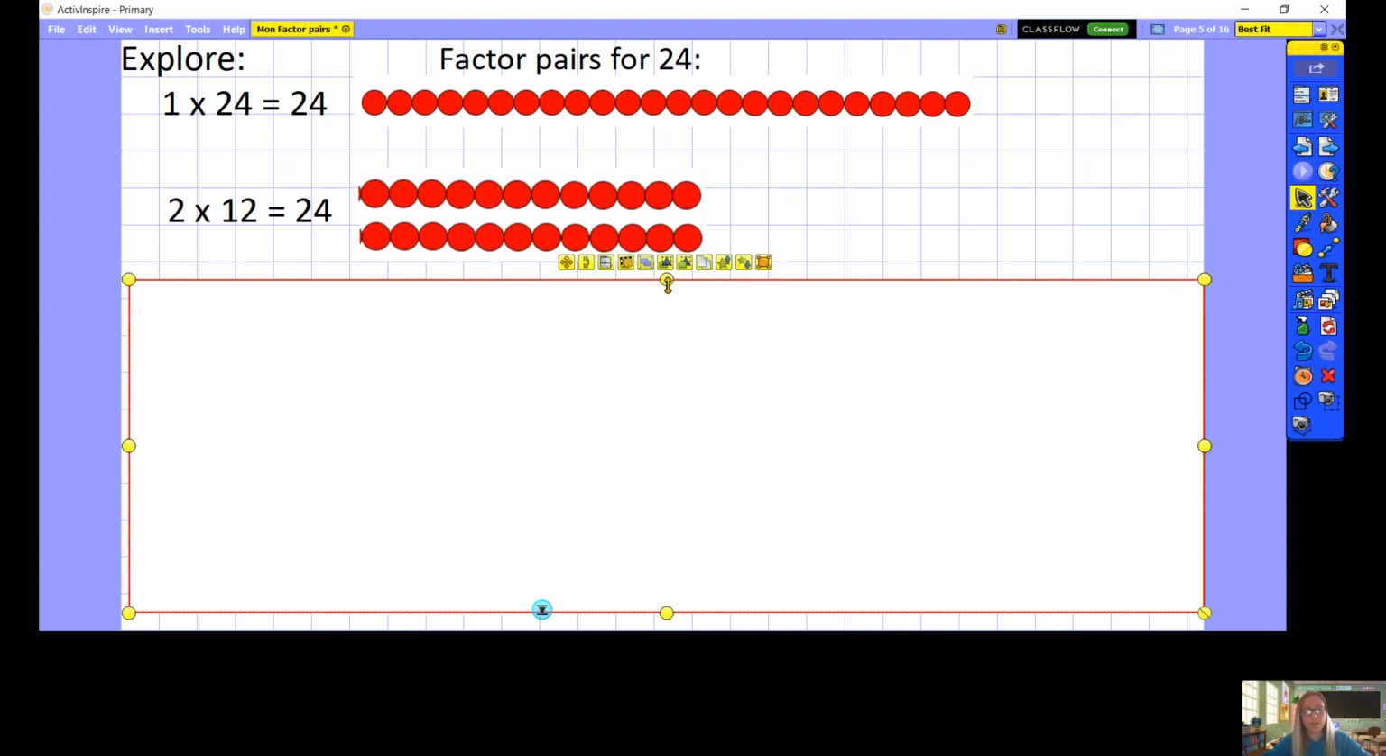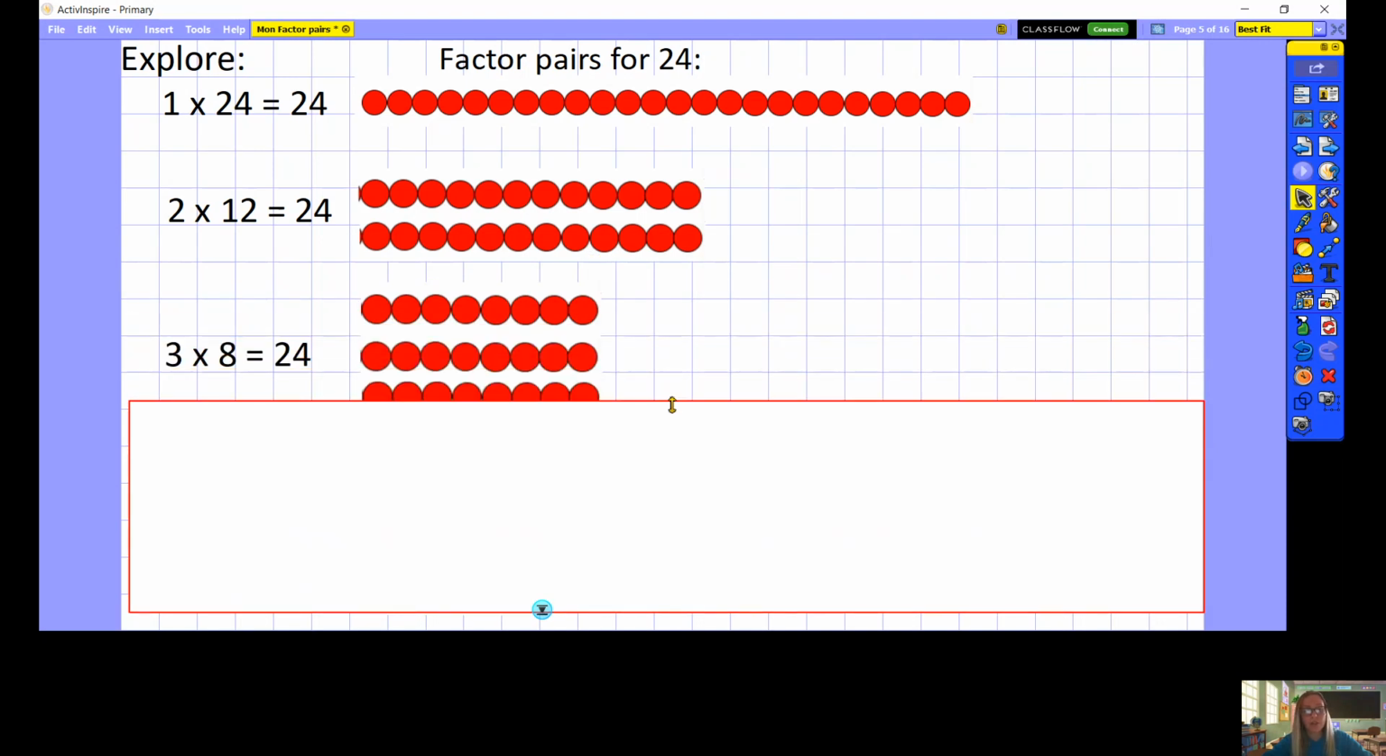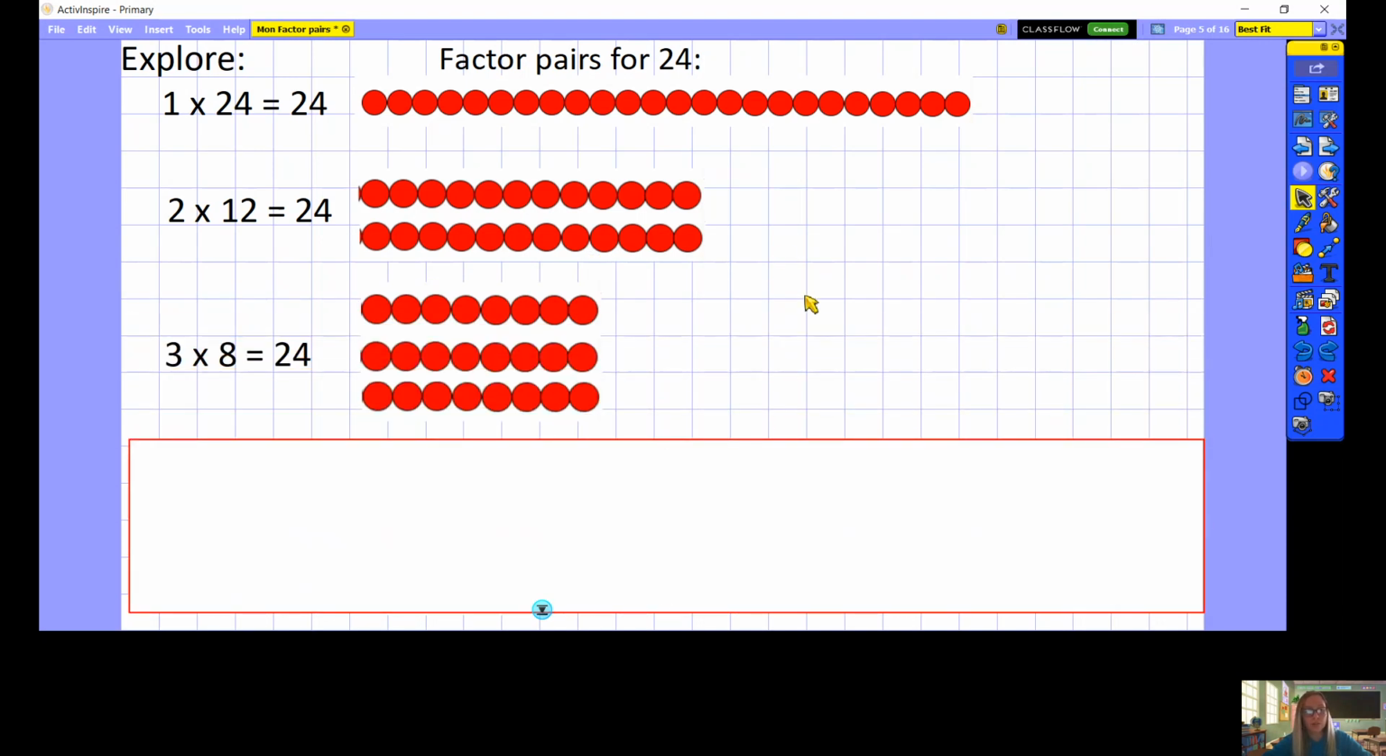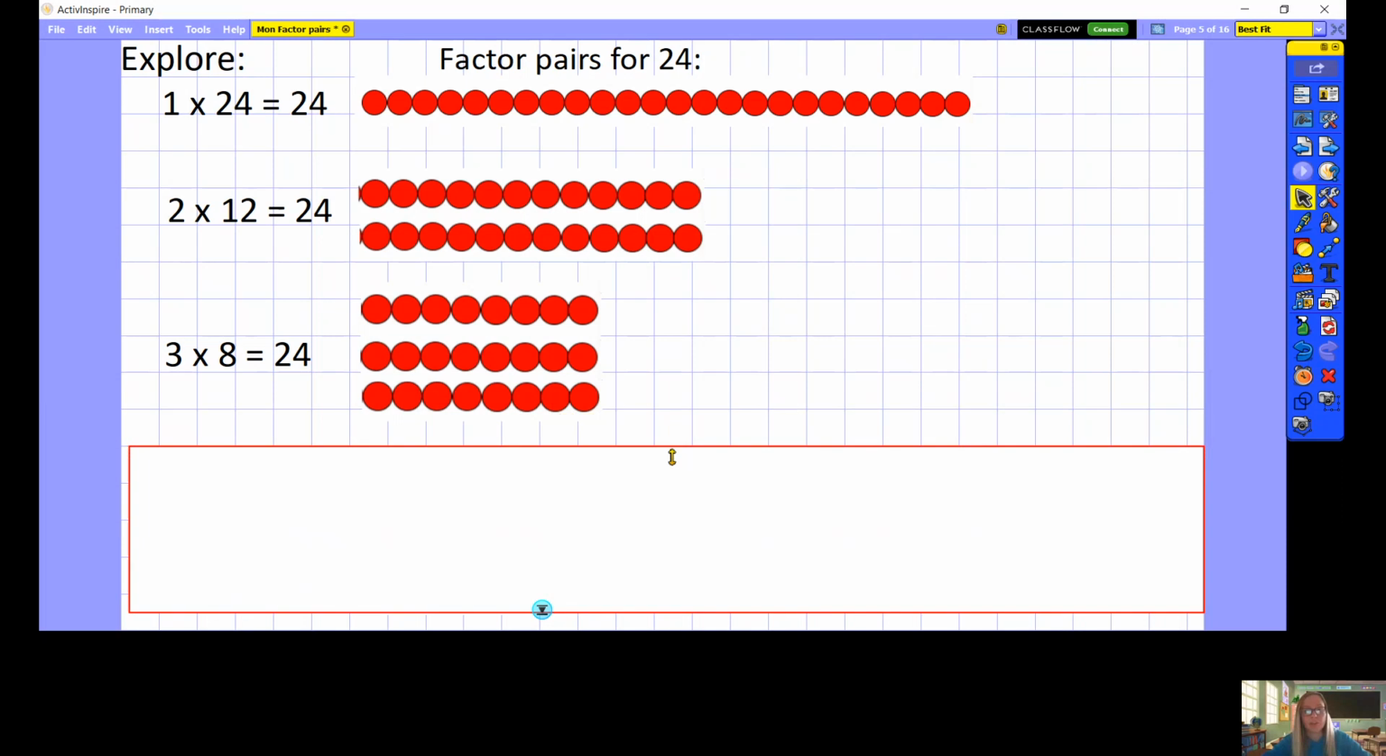For my next factor pair, I would see if 3 is a factor of 24. To work out if 3 is a factor of 24, I can see if 24 is in the 3 times table. So I can either count in 3s up to 24 to check. If I know my 3 times table, that will help me. So I know that 24 is in the 3 times table. So therefore, 3 times 8 equals 24. So I've got 3 rows of 8 here, equals 24. So that's another factor pair for 24.